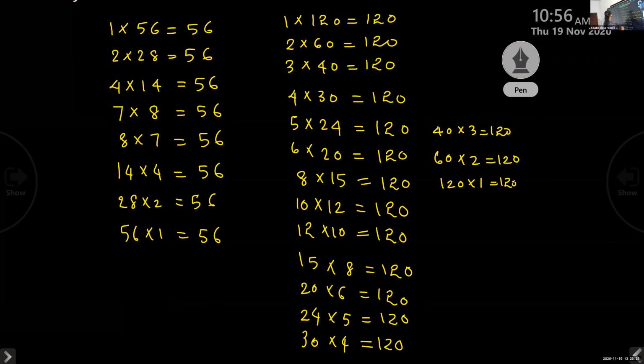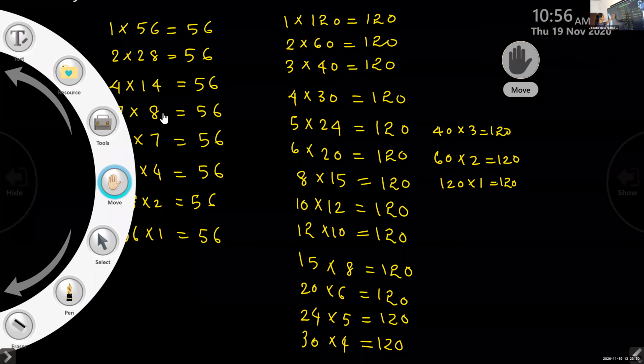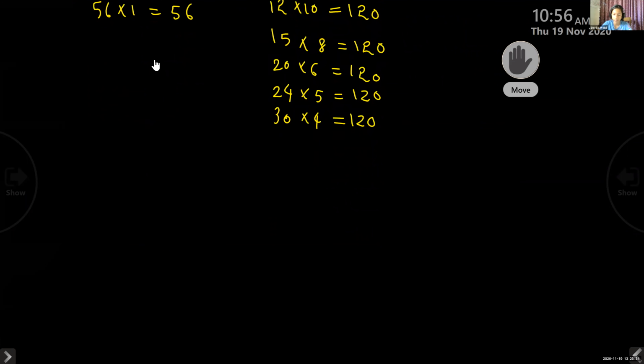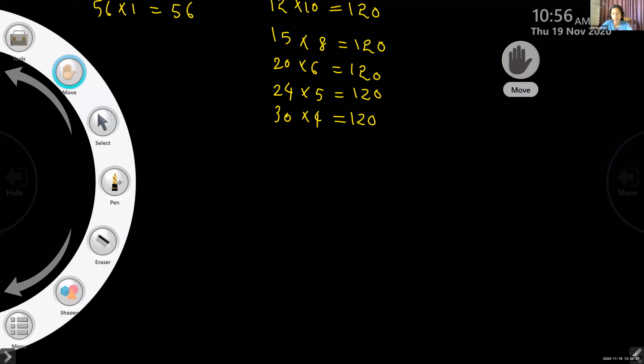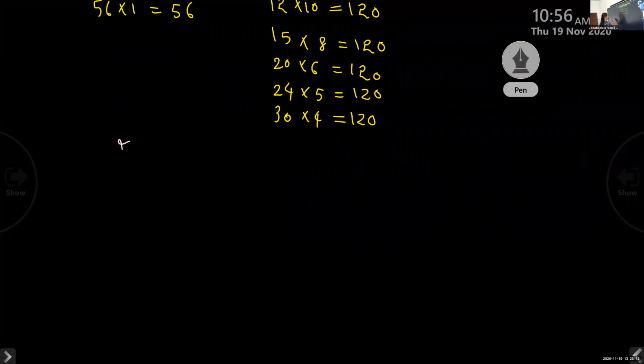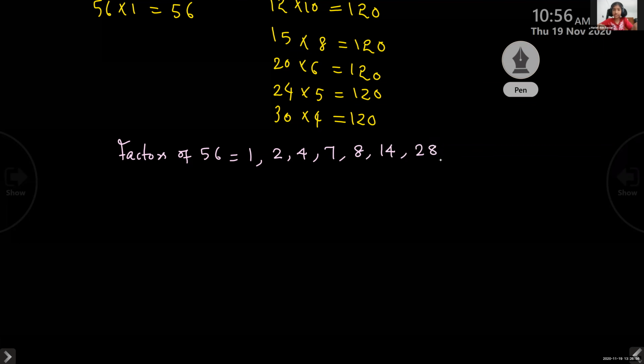So we will write the factors first. I'm scrolling the board, you tell me the factors. Factors of 56: 1, 2, 4, 7, 8, 14, 28 and 56. Okay. Factors of 120.